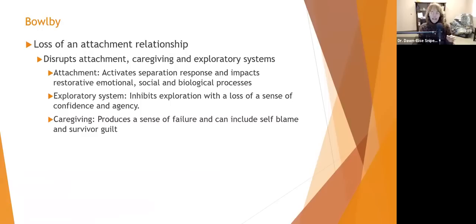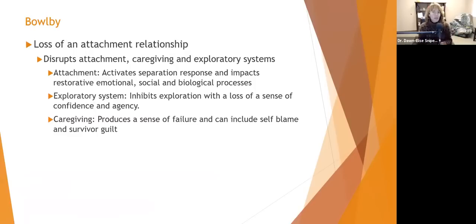And caregiving produces a sense of failure. The child goes, why did my parent reject me? Why does mom not want to spend time with me? Why does dad not want to spend time with me? And it can include self-blame on the child's part. I must not be a good person. I must not be worthy of love. Or in the case of the primary attachment figure dying, the child can have survivor guilt.